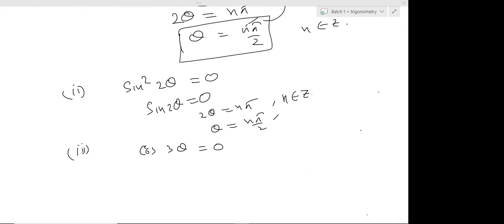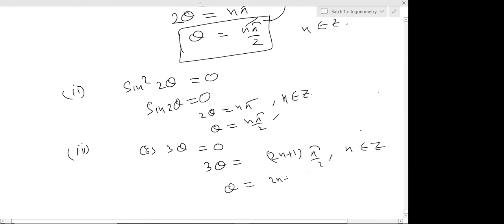All right. So here we can write 3 theta is equal to 2n plus 1 into pi by 2, n belongs to integers. So theta is equal to 2n plus 1 into pi by 6, n belongs to integers. These are the general solutions. All right.